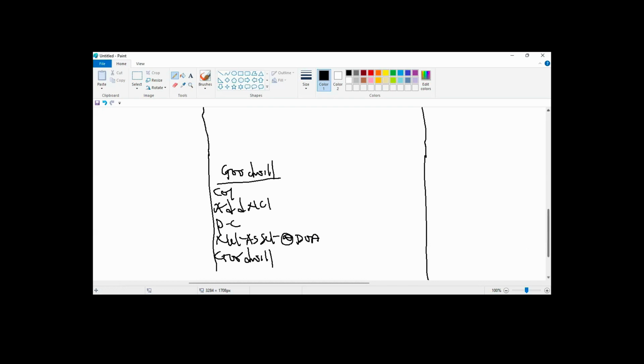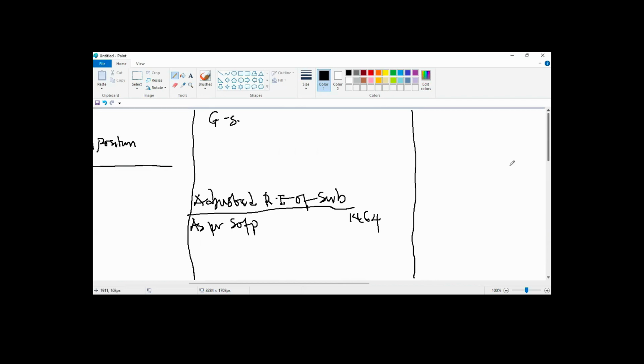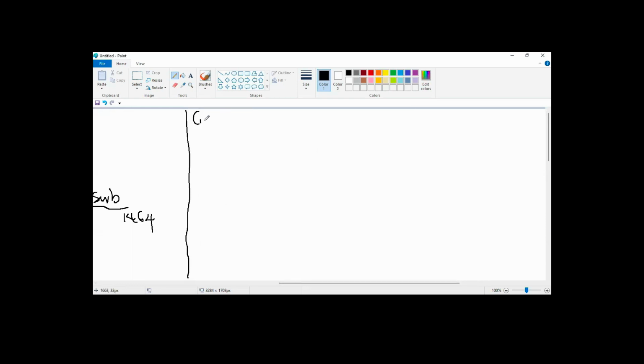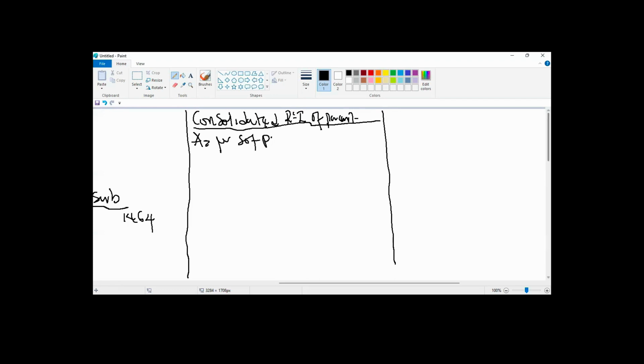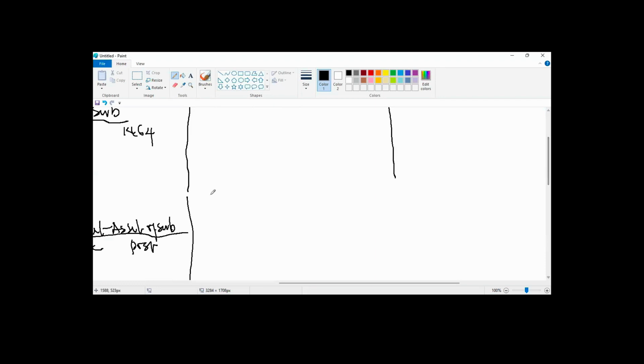Then I need to calculate the consolidated retained earnings, which is the retained earnings of the parent. Or retained of the parent anyhow as per SOFP. Then NCI. Date of acquisition. This is what I will put in the exam.